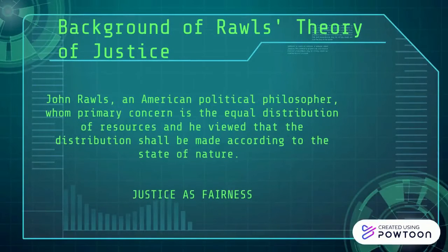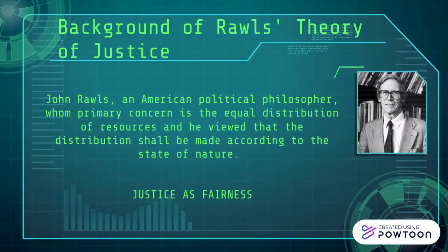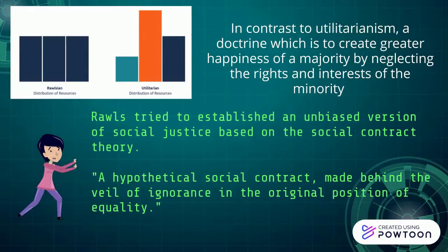When talking about Rawls' Theory of Justice, it was developed by John Rawls, an American political philosopher whose primary concern is the equal distribution of resources, and he viewed that the distribution shall be made according to a state of nature. He opined the idea of justice and fairness. This theory is in contrast to utilitarianism, which is a doctrine to create greater happiness of the majority by neglecting the rights and interests of the minority.